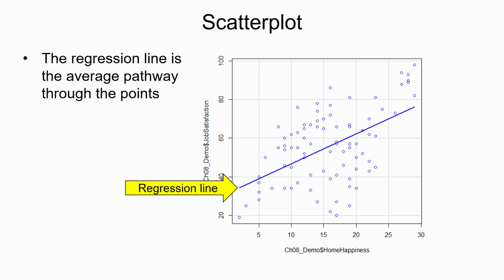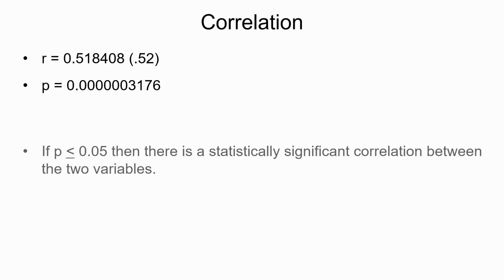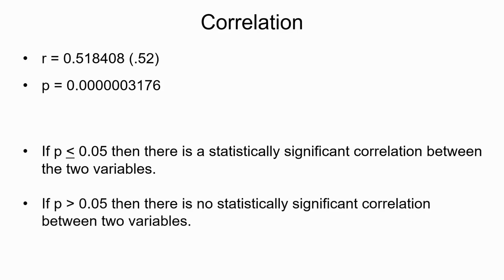The regression line, sometimes referred to as the trend line, can be thought of as the average pathway through the points. In this example, the correlation is 0.518408, which will round to 0.52, and the p-value is less than 0.05. If the p-value is less than or equal to 0.05, then we document that there is a statistically significant correlation between the two variables. Otherwise, if the p-value is greater than 0.05, then we document that there is no statistically significant correlation between the two variables.